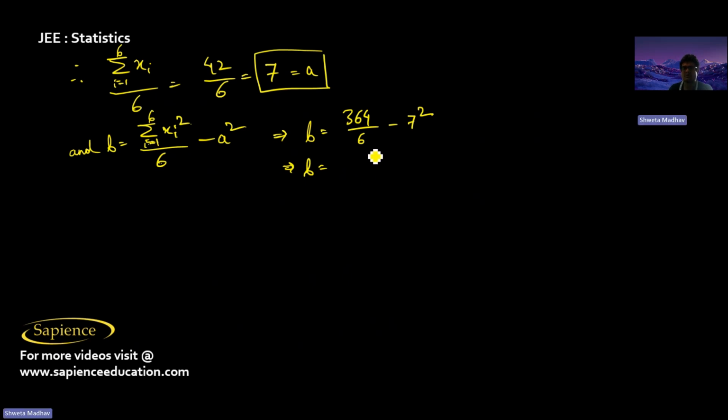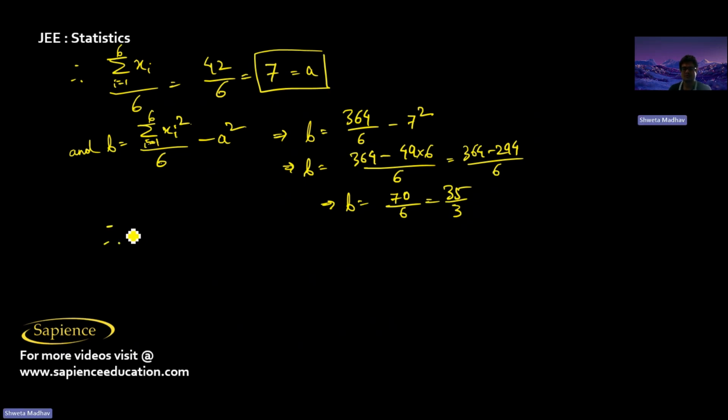So this will be 364 minus 49 into 6, by 6. So 49 into 6 is 294. So 364 minus 294 divided by 6. Therefore B is equal to 70 by 6, which is equal to 35 by 3.